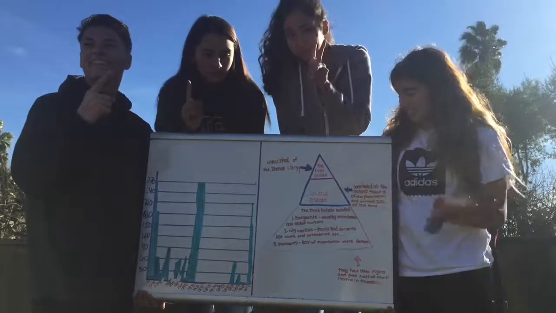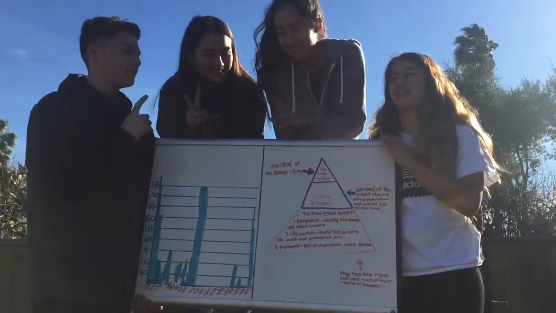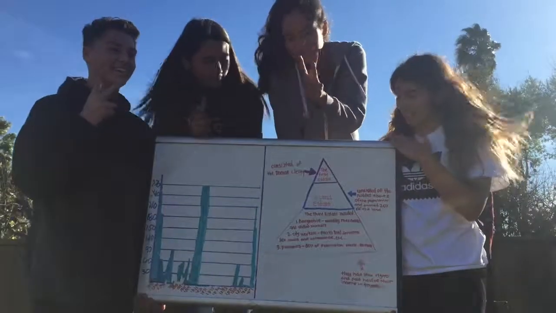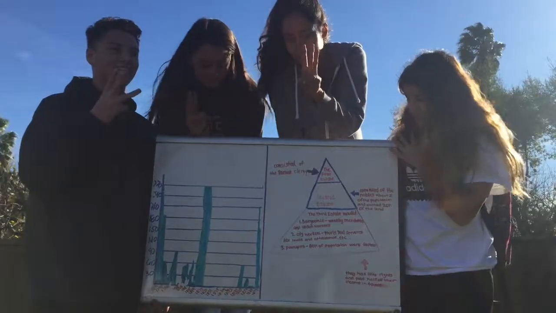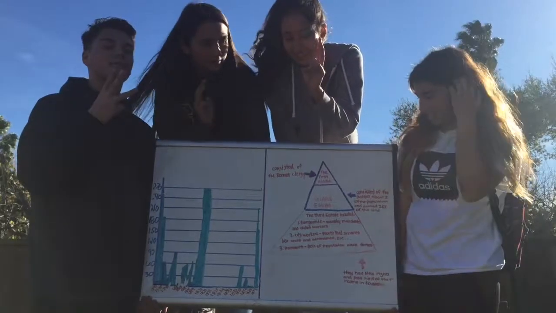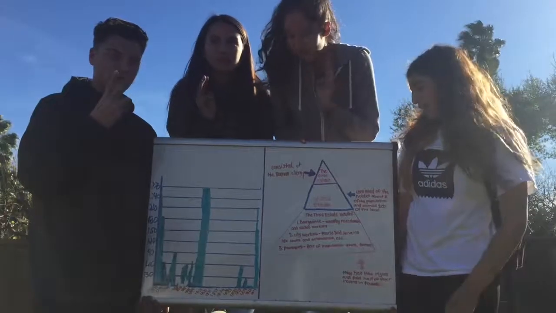And then the second estate consisted of the nobles, and they were 2% of the population and owned 20% of all the land. And then the third estate consisted of the bourgeoisie. They were wealthy merchants and skilled workers. The second were the city workers.